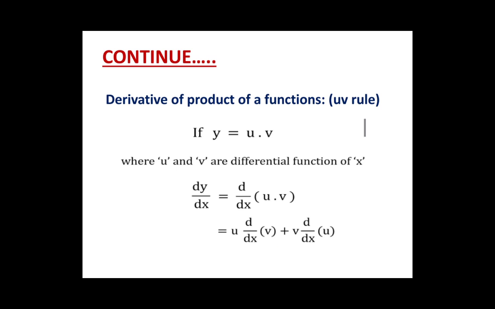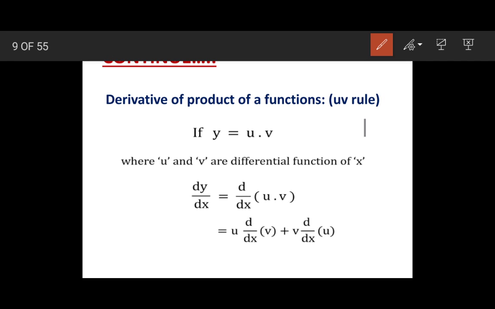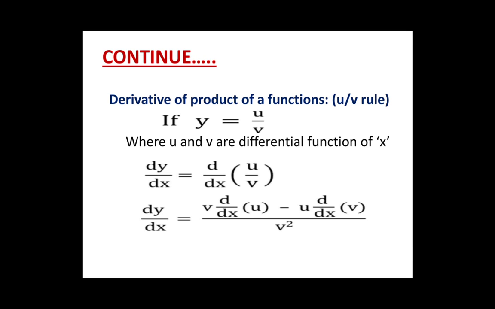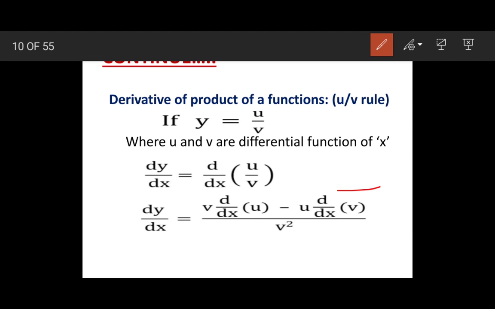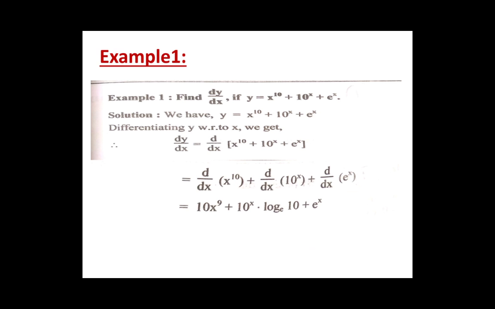So once again, u into v is u into derivative of v plus v into derivative of u, and u upon v is v into derivative of u minus u into derivative of v, whole upon v square. Okay, now let us see the examples.